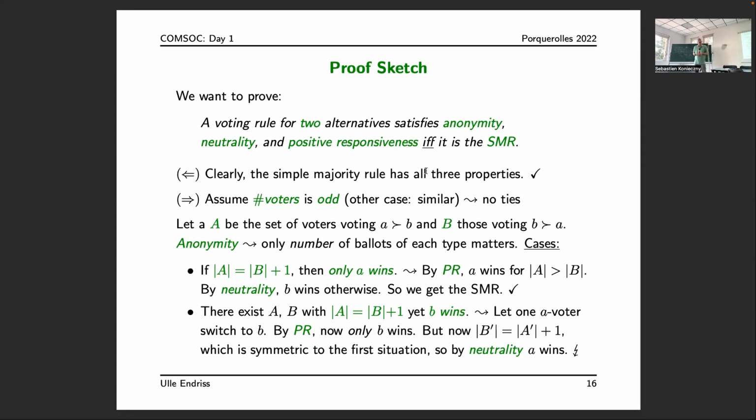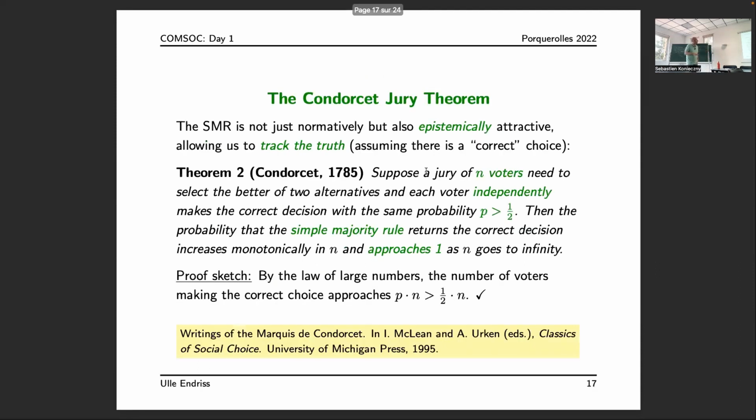So the majority rule is nice. The simple majority rule is nice, but this theorem only applies for two alternatives, so it's not very general yet. I'll show you one more thing very quickly about what is nice about this rule. That one is not the axiomatic method.